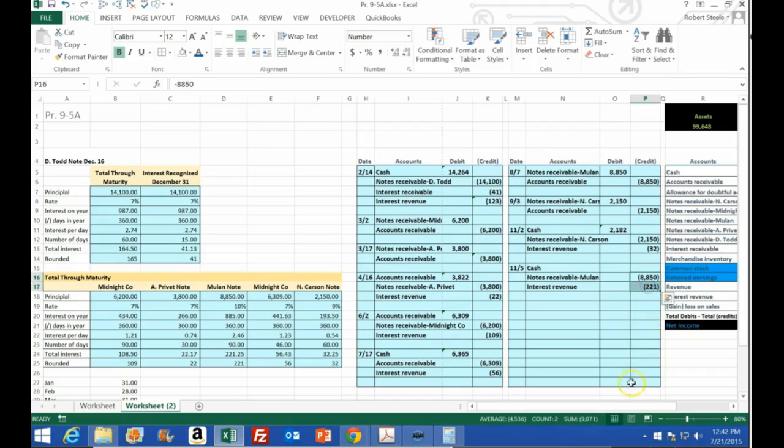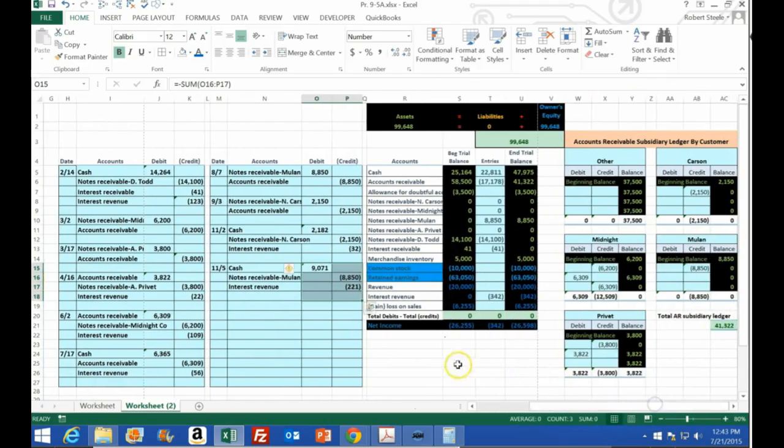8850 principal plus the 221 or the 9710. We can do that with the negative sum function. So now we know that the debits equal the credits, or the debits minus the credits equals 0. And then we can then post this.